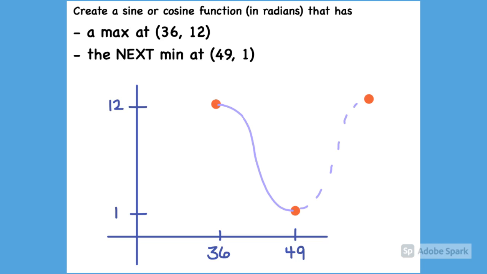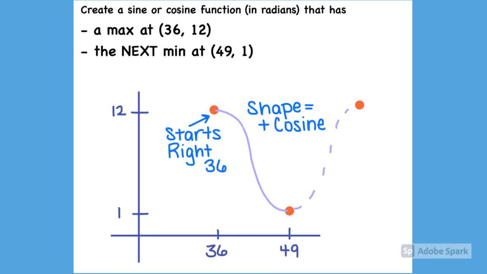So I used the dotted purple line to extend to see more of my wave, and I went up to the next maximum, which is where the period would end. The reason I did this was to show one full period.